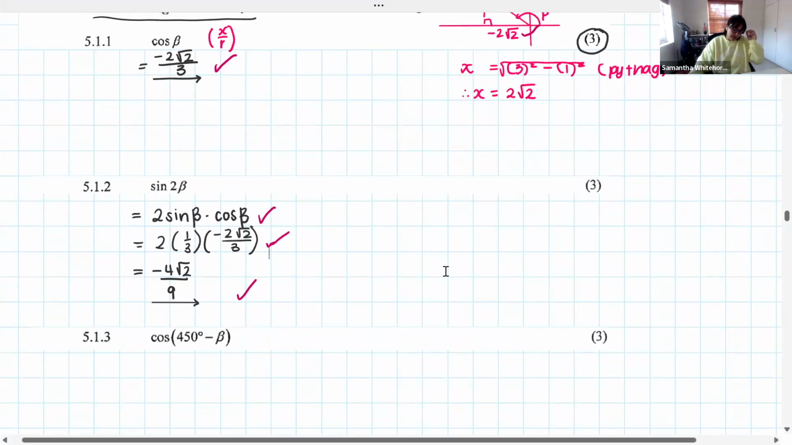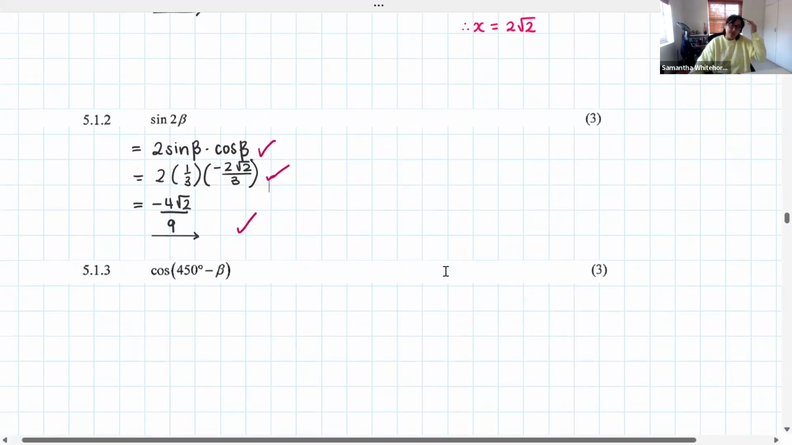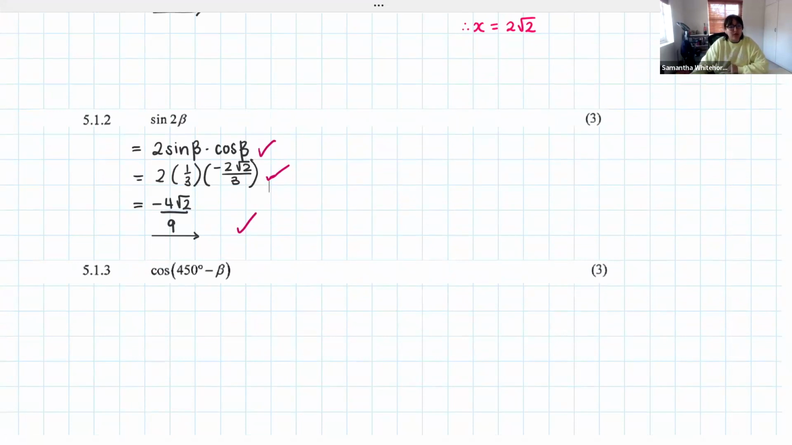Okay, so if we now look at 5.1.3, we've got cos of 450 minus beta. Now, there's a couple different ways that you can deal with this question. It is entirely up to you, and it's entirely based on what you see. I know the way I would do it because I think it's easier, but that's not to say it's the only way to do it. So have a look at this and tell me what you guys think we can do for this 5.1.3 here.